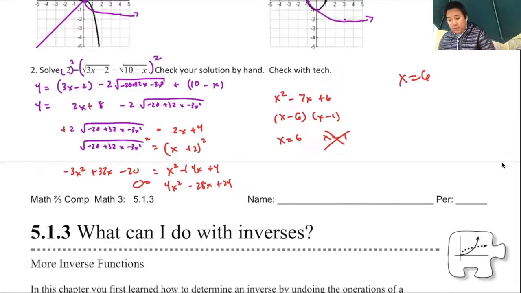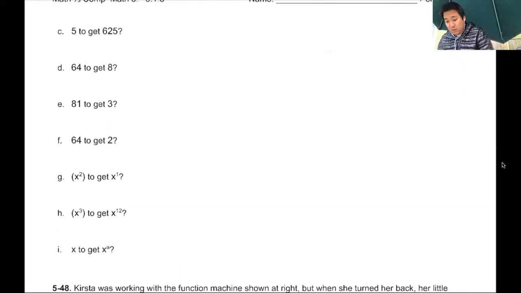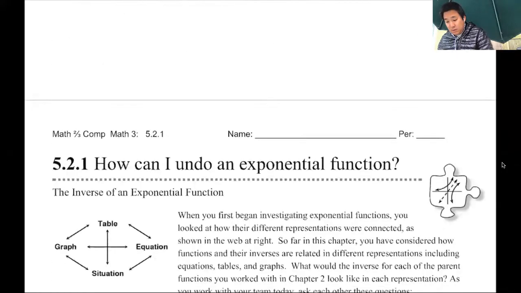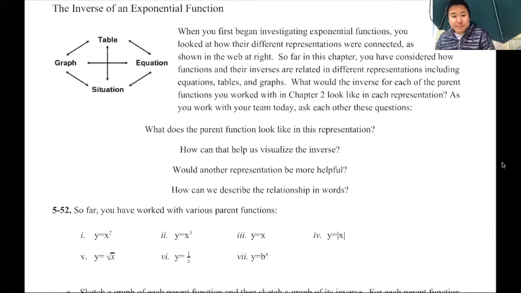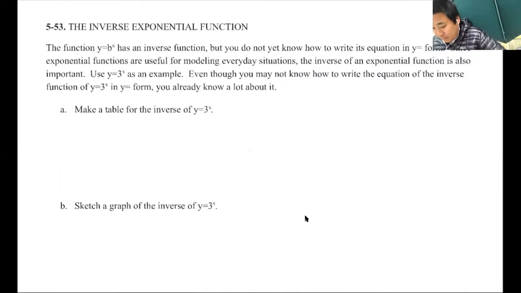Alright, 5.2. The function y equals 3 to the x has an inverse function, but you're not sure how to write the function in y form. Since exponential functions are useful for modeling everyday situations, such as the coronavirus, the inverse of an exponential function is also important. We use y equals 3 to the x as an example. Even though you may not know how to write the equation of the inverse function in y form, you already know a lot about it.